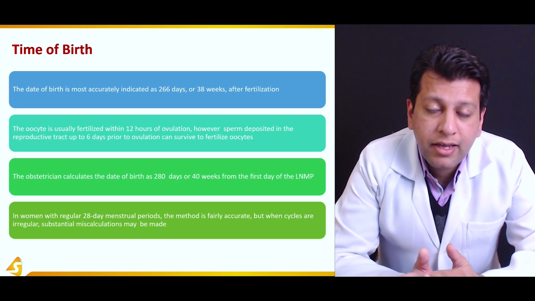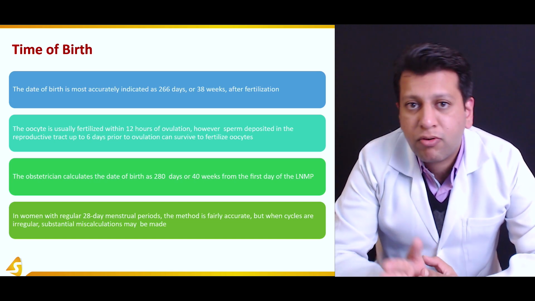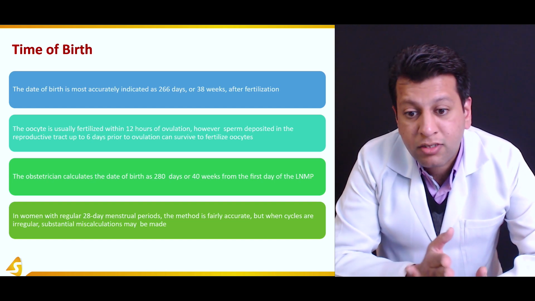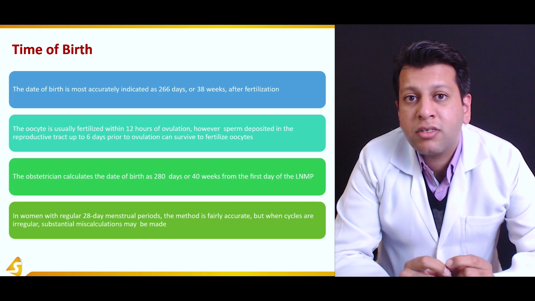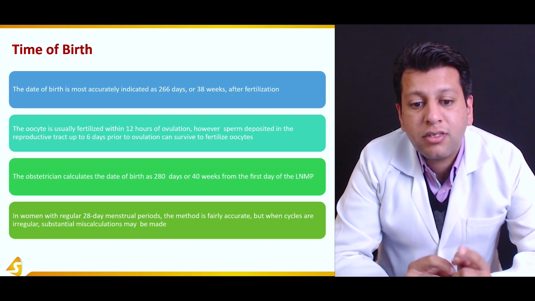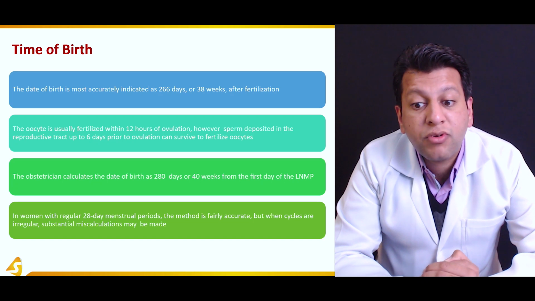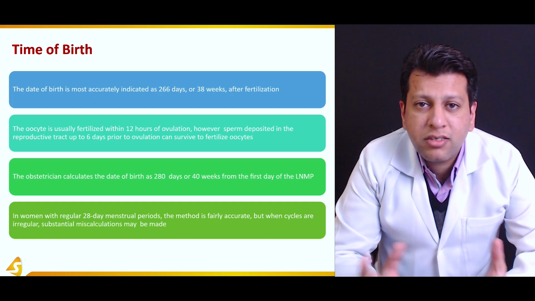So the idea is, instead of calculating the 266 days or 38 weeks from fertilization and when actually the fertilization took place, we calculate from the time she missed her last period. That is, the oocyte is usually fertilized within 12 hours of ovulation. However, sperm deposited in the reproductive tract up to 6 days prior to ovulation can survive to fertilize oocytes. So exactly when fertilization occurs, you don't know.